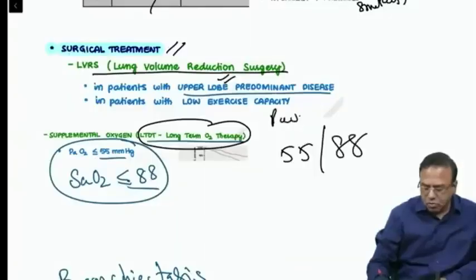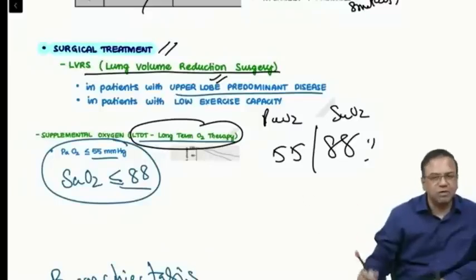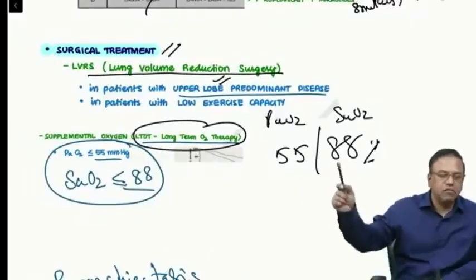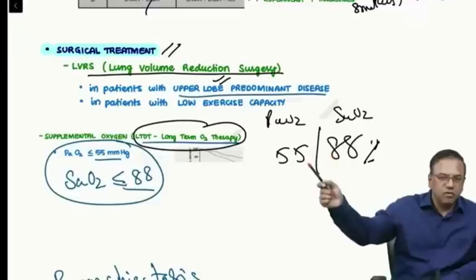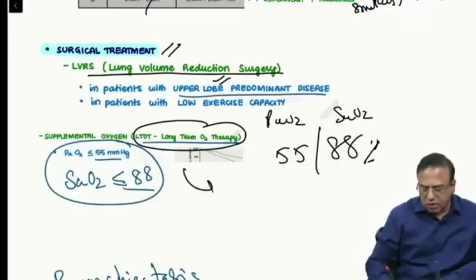Long-term oxygen therapy has shown mortality benefit, but for that you should remember 55-88, these two numbers. The PaO2 should be below 55 and the saturation should be below 88%. Only then has long-term oxygen therapy shown survival benefit. Otherwise, it doesn't show benefit. These numbers are important, 55-88. PaO2 below 55, saturation below 88, start the patient on oxygen. The oxygen you're giving is low flow oxygen.